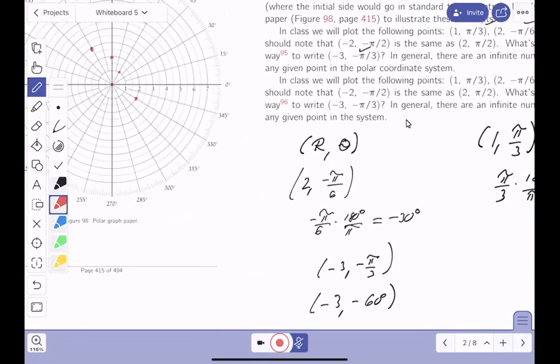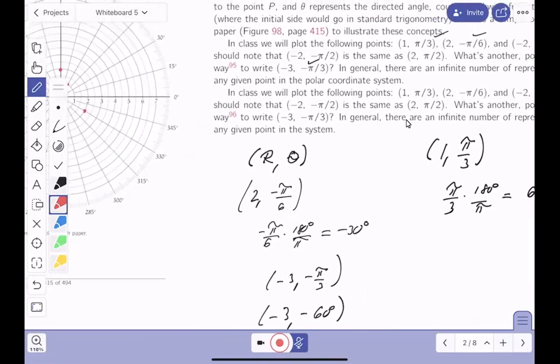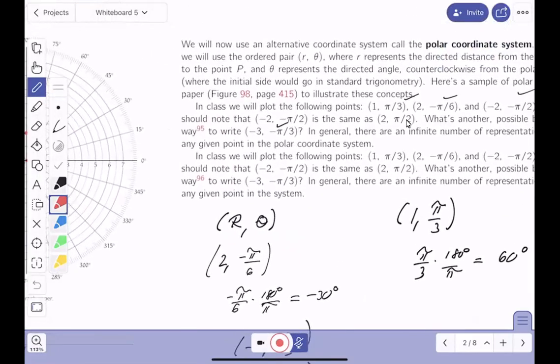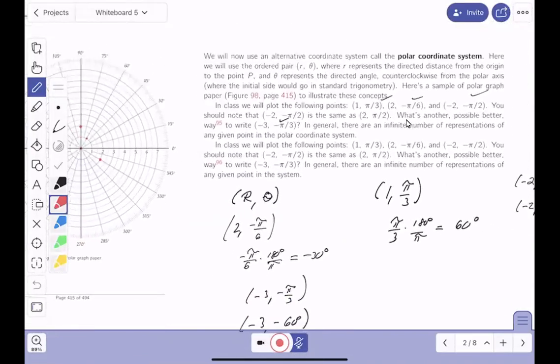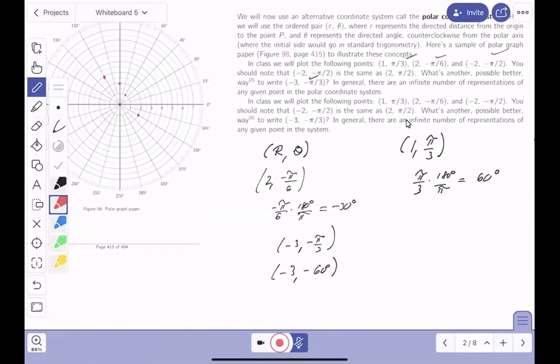So I'm just graphing them out, one point at a time. So far, 1, 2, 3, 4 points graphed. Again, you may have to review this. I'm not sure, but I guess we could do some other points, right? So let's just talk about this, and I'm going to get a feel for it. It says you should note that -2, minus pi over 2 is the same thing as 2, pi over 2. Let me see if that's true.